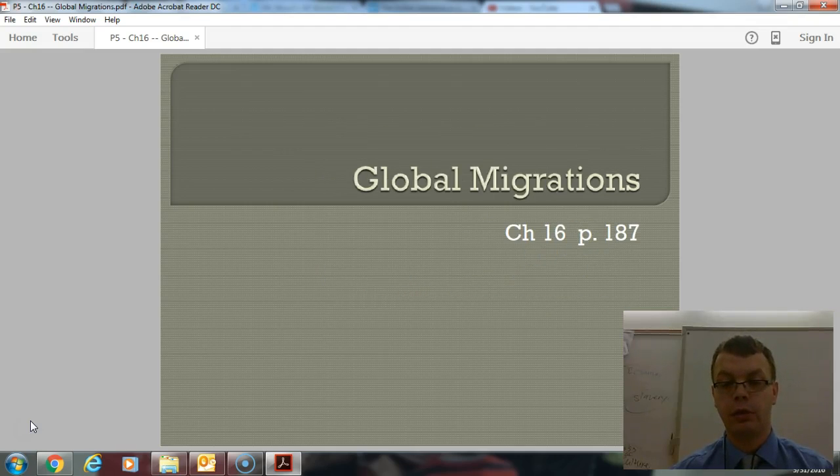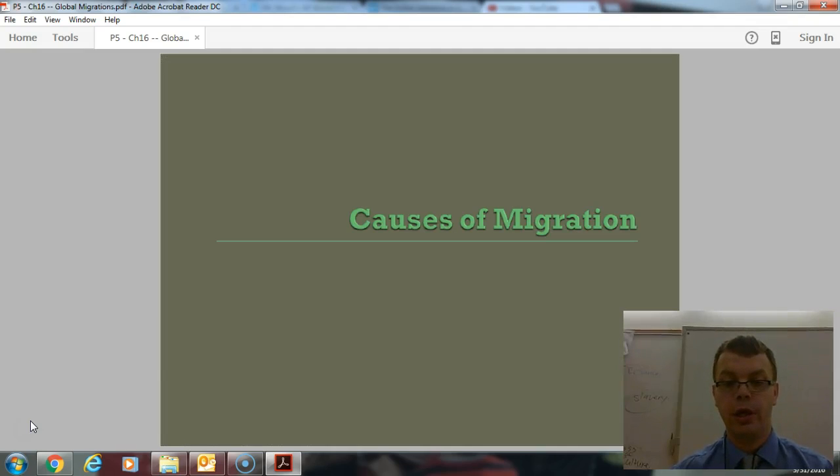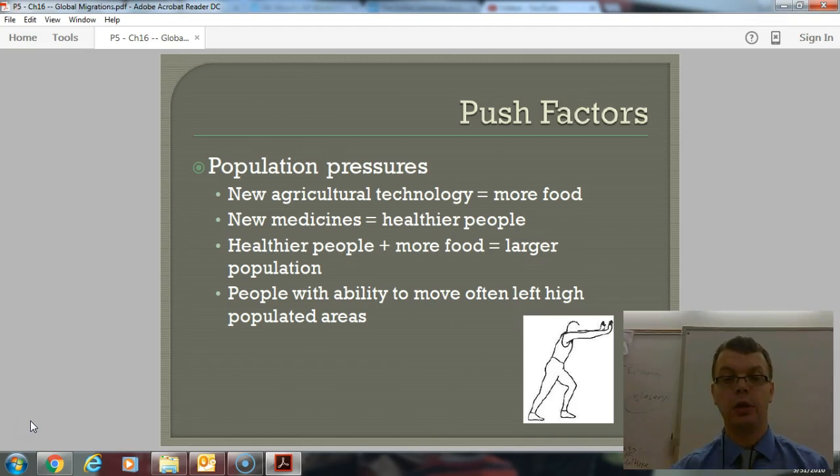All right, so we're looking at global migrations. And let's first look at causes of global migrations. So whenever we talk about migration, people moving, you might think more of immigration. Immigration is when people come into a country. Migration is just people moving or leaving. People usually don't want to leave their home country. They would rather stay where they live.